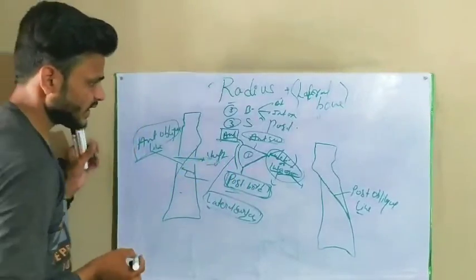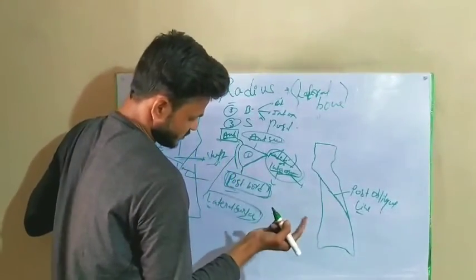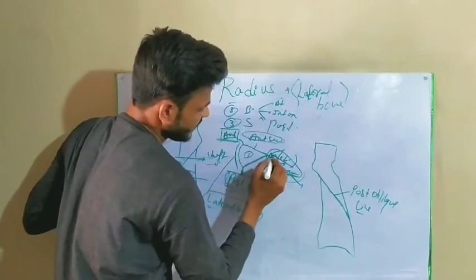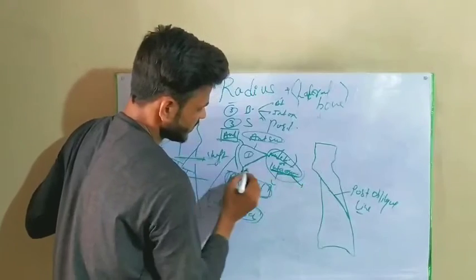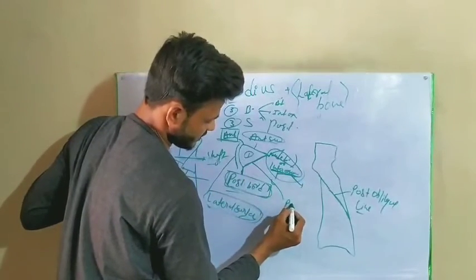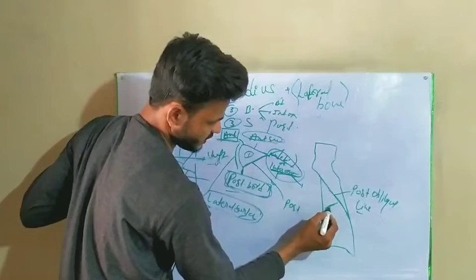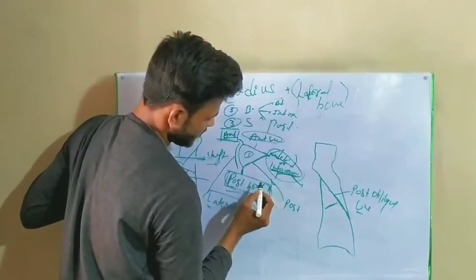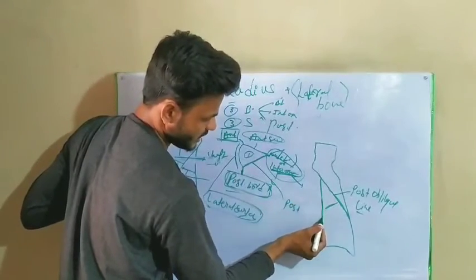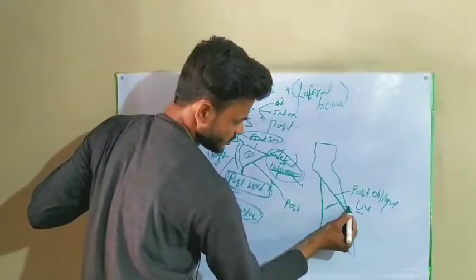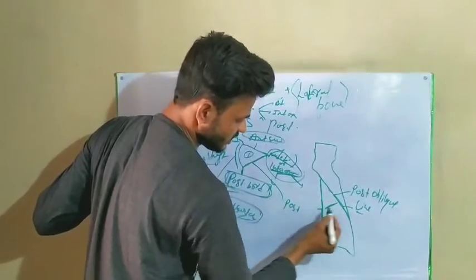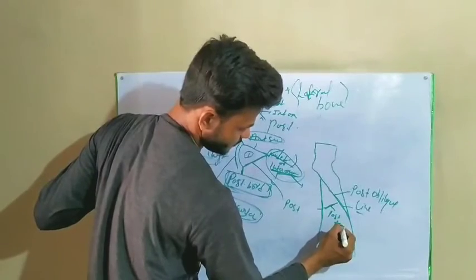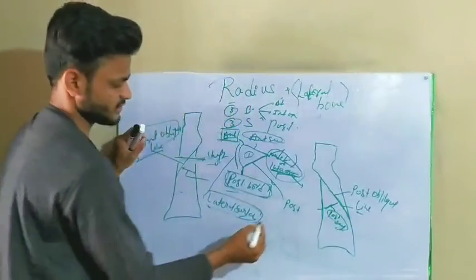And one more surface is present between the posterior border and the medial or interosseous border. This surface is called the posterior surface. This is our posterior surface. This is the posterior border and this is the anterior border, and the interosseous border. The surface present between the posterior border and interosseous border is called the posterior surface.